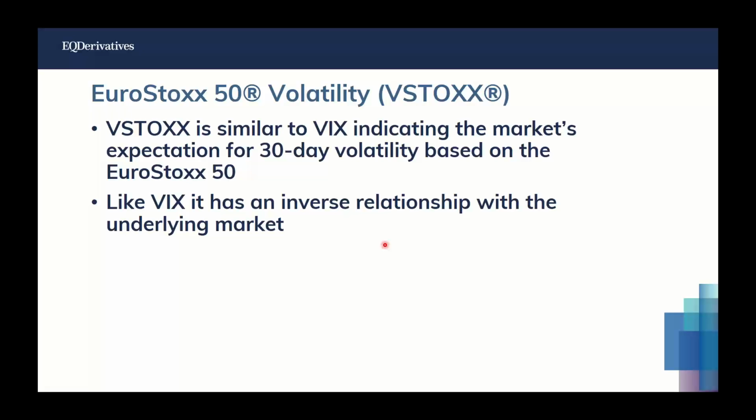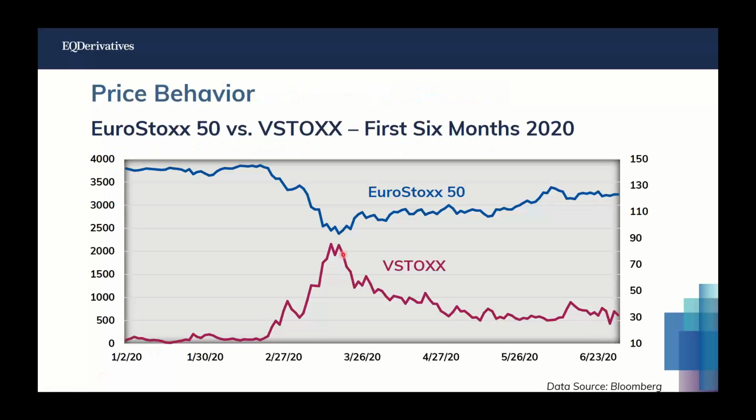VSTOXX basically uses the VIX methodology, and using VSTOXX 50 options gives us the same sort of measure, a consistent 30-day measure looking forward for price action in the VSTOXX 50, which is a great pan-European index. And like VIX, VSTOXX has that inverse relationship as well.